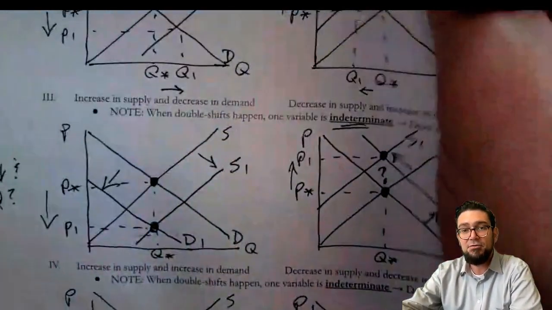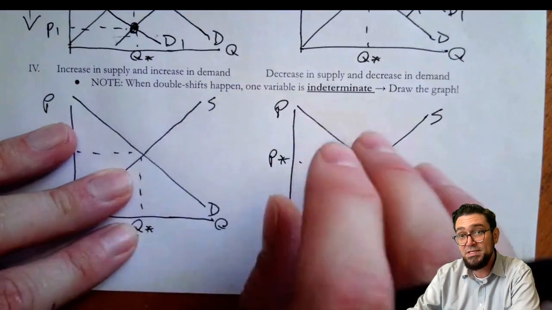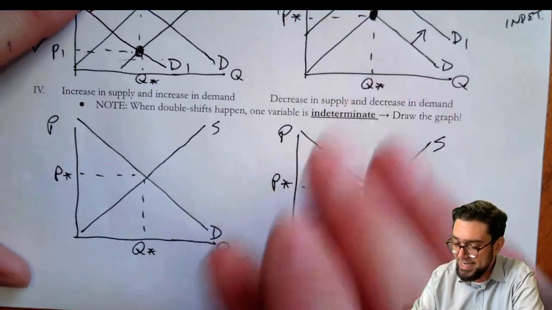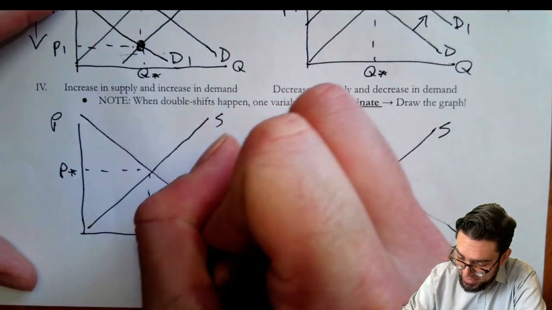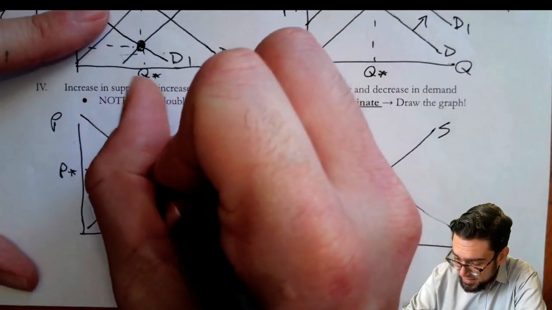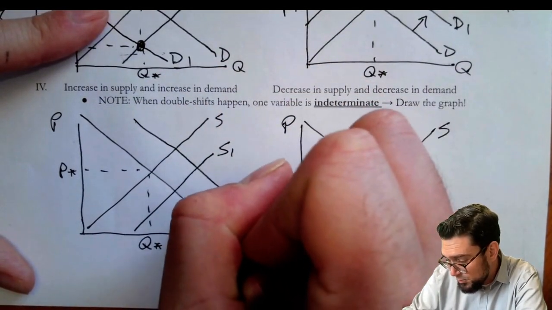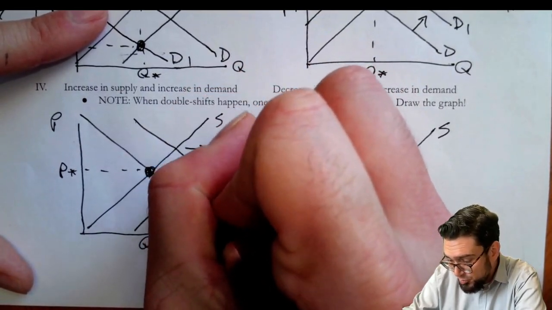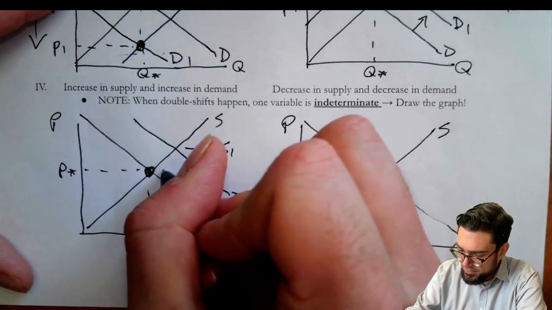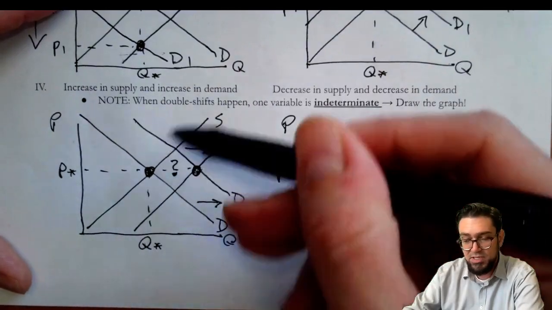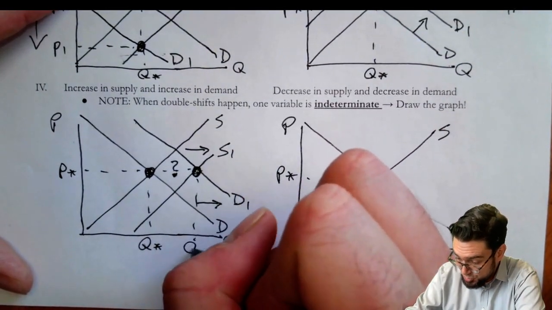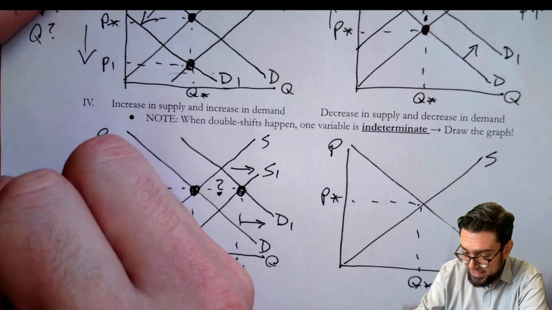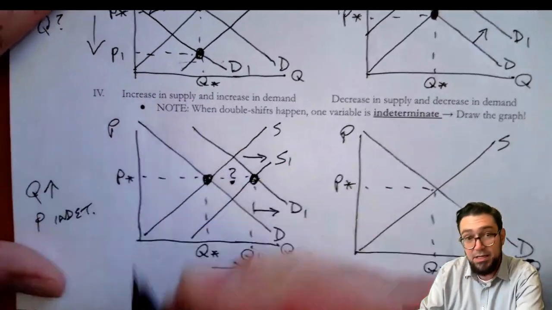Can't tell. Now for the bottom two, where they're both increasing and both decreasing, we're still going to have one that's indeterminate, but it'll be the other variable. So let's take a look at what happens. For this one, increase in supply, and that's going to be our S1. And then we're going to say increase in demand is a D1. So here's an increase and here's an increase. Old point, new point, right? And now here, I can't really tell. Did price go up or did it go down? But I can for sure tell that quantity increased. So on these, I can say, well, quantity, yeah, but price is indeterminate, right?